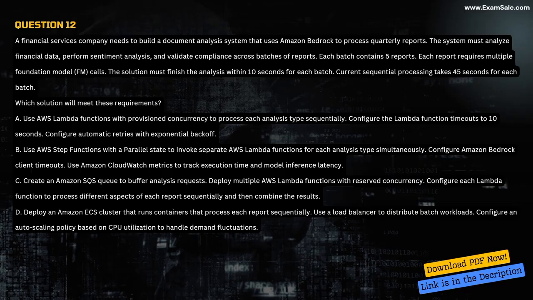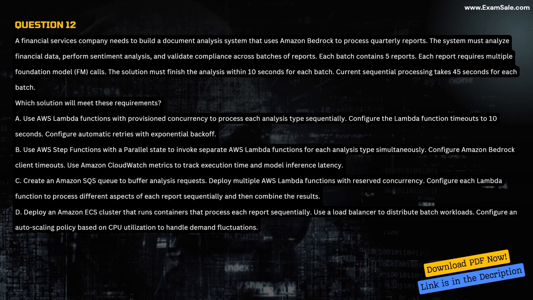A. Use AWS Lambda functions with provisioned concurrency to process each analysis type sequentially. Configure the Lambda function timeouts to 10 seconds. Configure automatic retries with exponential backoff. B. Use AWS Step Functions with a parallel state to invoke separate AWS Lambda functions for each analysis type simultaneously. Configure Amazon Bedrock client timeouts. Use Amazon CloudWatch metrics to track execution time and model inference latency.